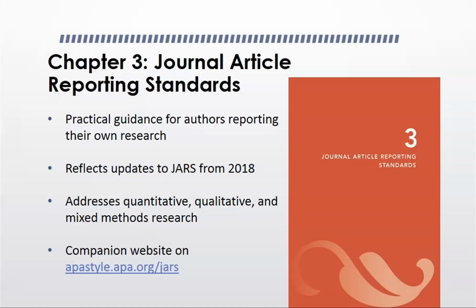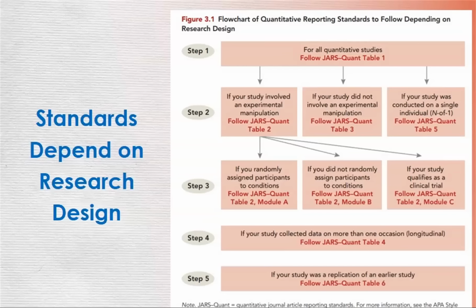So some of the features of this chapter, in addition to outlining the main sections that you'll have for a quantitative, qualitative, or mixed methods paper, you have various charts and tables to help you use the standards. For example, there are a lot of different tables to choose from depending on the research design that you're using if you're a researcher who's conducting a study. And here, this chart helps you pick which tables that you need to use depending on the research design. For example, if you used a longitudinal design, if you had random assignment, and so forth.